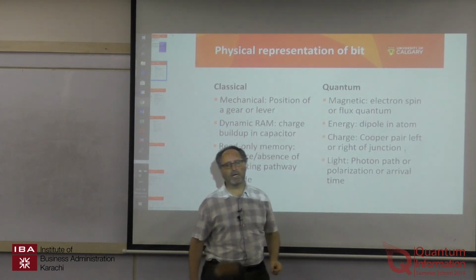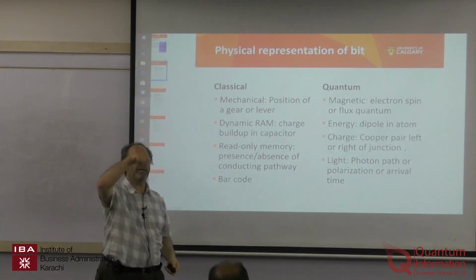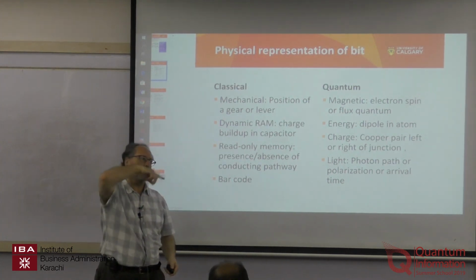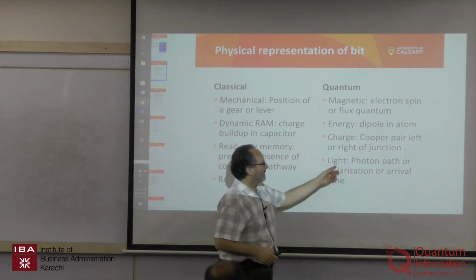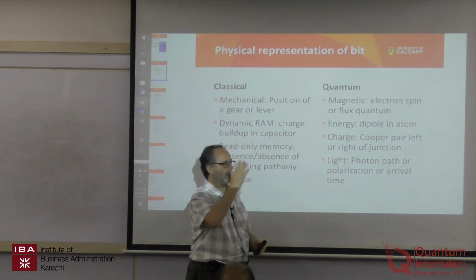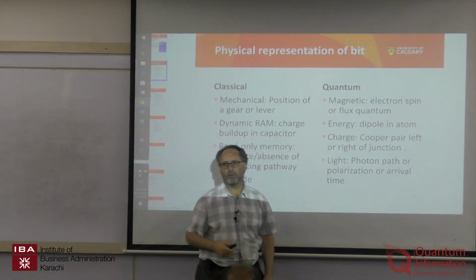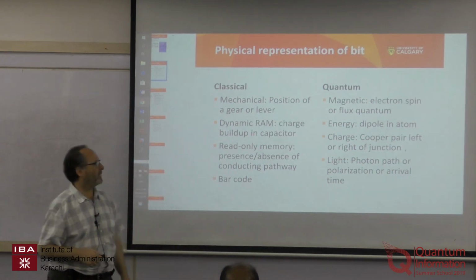You can have the energy as a dipole in an atom. So it's really, is the electron orbiting close to the nucleus or far? That can be the 0, 1. Light can be which way the light goes, the polarization of the light, or what time it arrives. So there are different ways to do it.